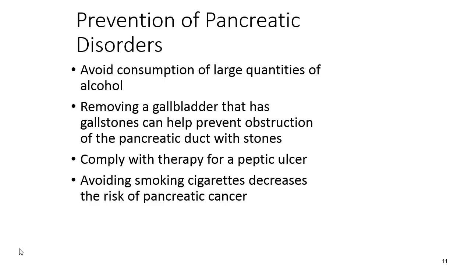Ways to prevent pancreatic disorders. Again, avoid consumption of large quantities of alcohol. Removing the gallbladder that has gallstones can prevent obstruction of the pancreatic duct with stones. Comply with therapy for peptic ulcer disease. And avoid smoking cigarettes, which decreases the risk of pancreatic cancers.